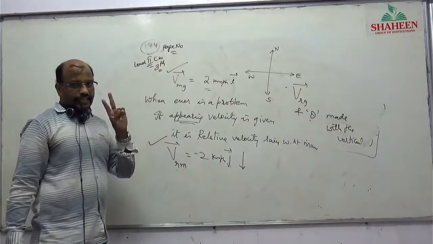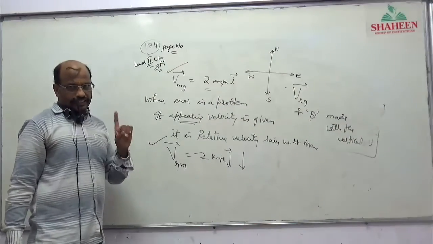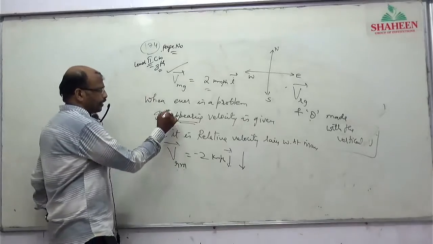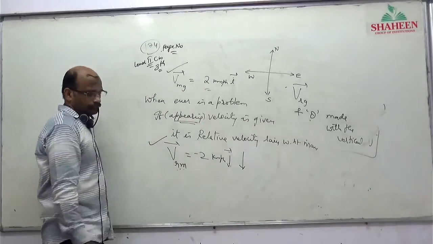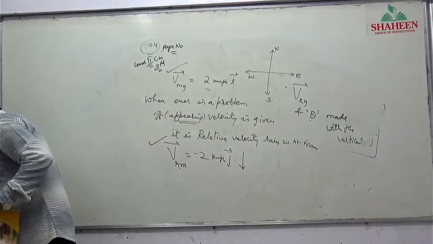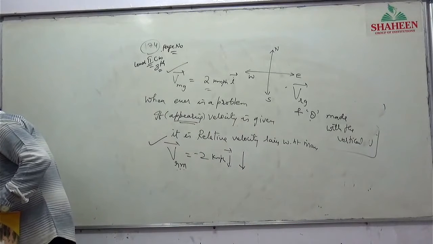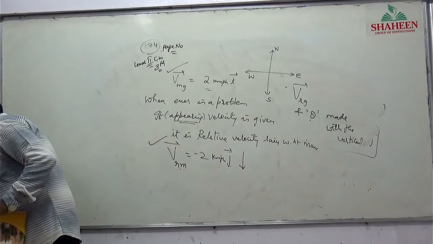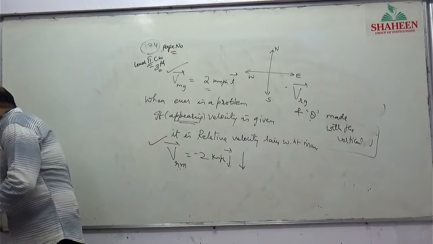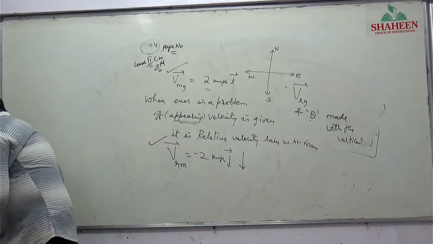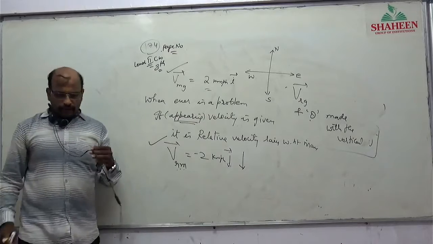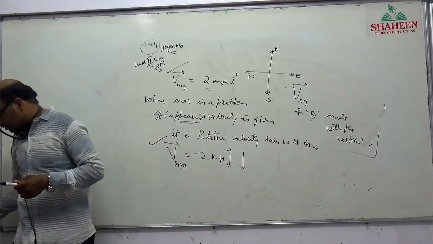So the vector diagram you should understand here. First write it down. Appearing means always relative velocity only. Appearing velocity बोले तो relative velocity है. Is it clear? Appearing velocity means relative velocity only. Is it clear, all of you? Right. Now I complete the vector diagram here.